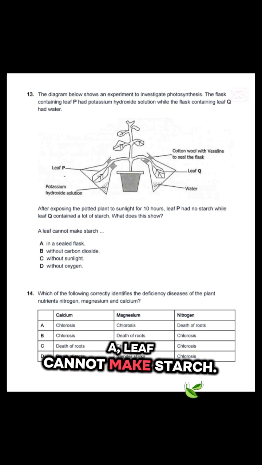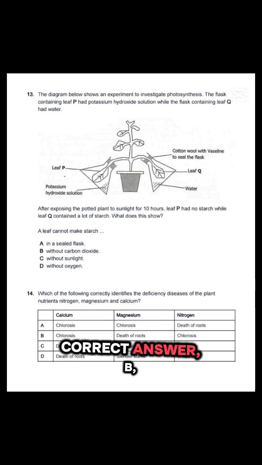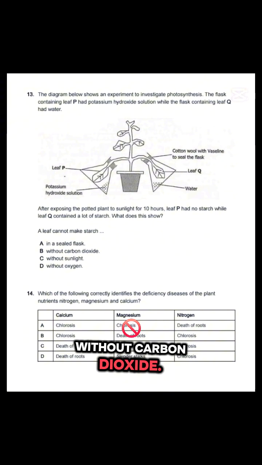13. What does this show? A leaf cannot make starch. Correct answer, B, without carbon dioxide.